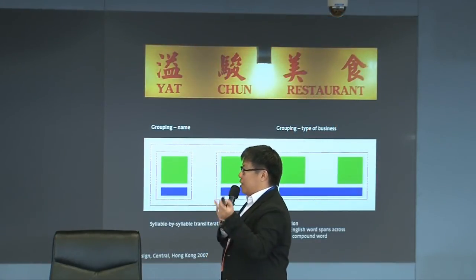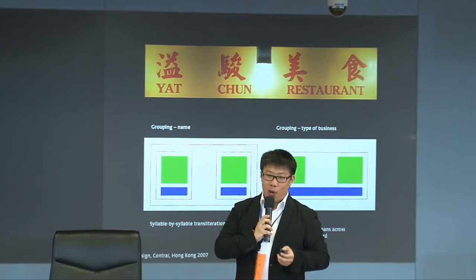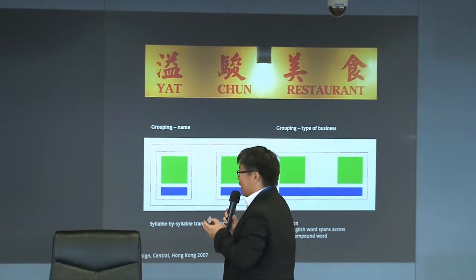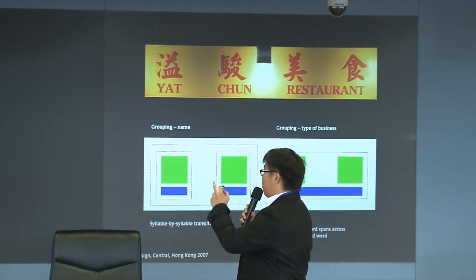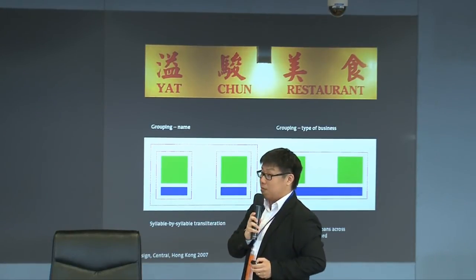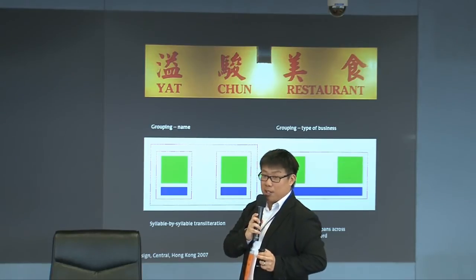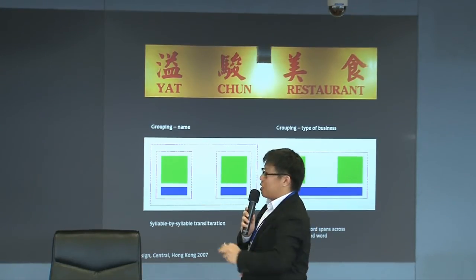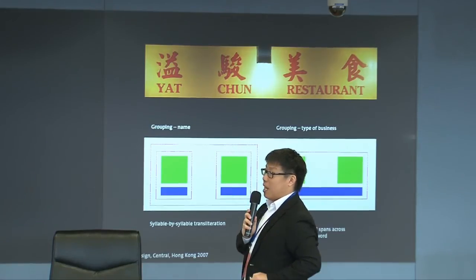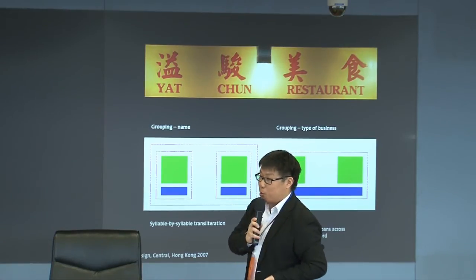So in a typical sign like this in Hong Kong, where the names of the businesses are transliterated, there is a structure to this as well. Syllable by syllable transliteration is a way of handling bilingual typography. And the other one, where the English word restaurant is spanned across the 2 characters, provides a visual grouping for the information.